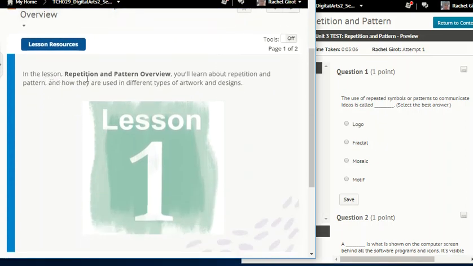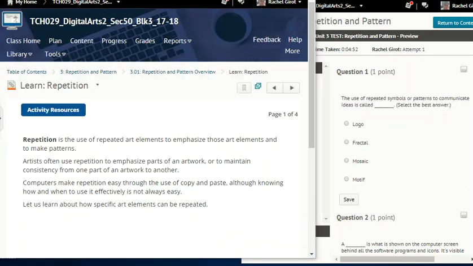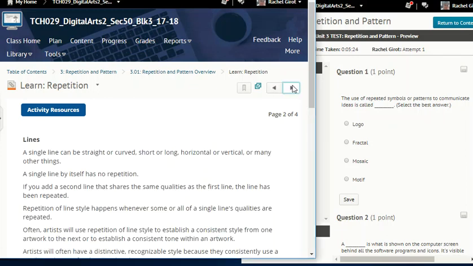Okay, in this lesson, Repetition and Pattern Overview, you will learn about repetition and pattern and how they are used in different types of artwork and designs. Repetition is the use of repeated art elements to emphasize those art elements and to make patterns. Artists often use repetition to emphasize parts of an artwork or to maintain consistency from one part of an artwork to another. Computers make repetition easy through the use of copy and paste, although knowing how and when to use it effectively is not always easy. Let us learn about how specific art elements can be repeated.